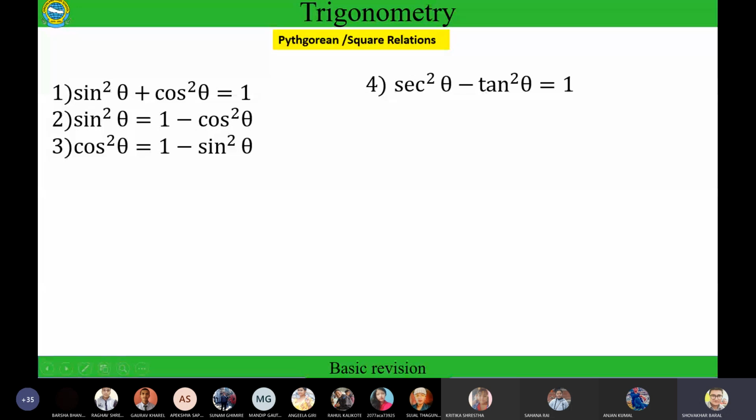Next one is sec square theta minus tan square theta is equal to 1. Sec square theta is equal to 1 plus tan square theta. Tan square theta is equal to sec square theta minus 1.